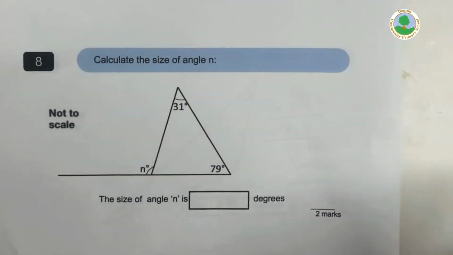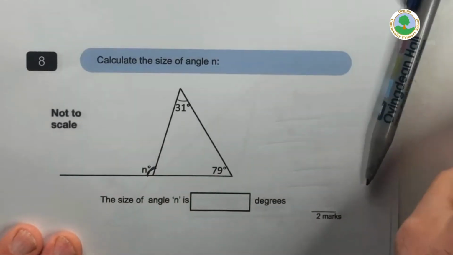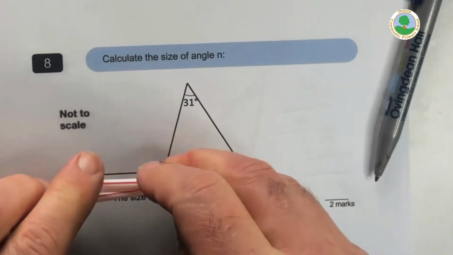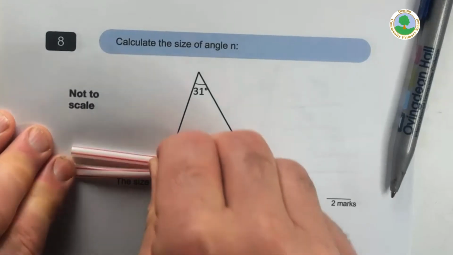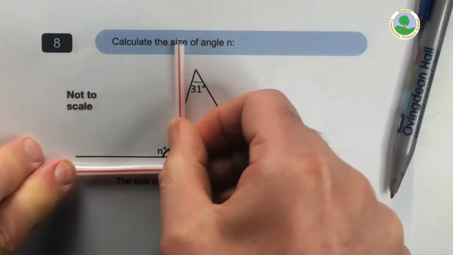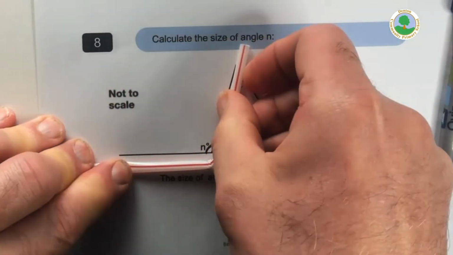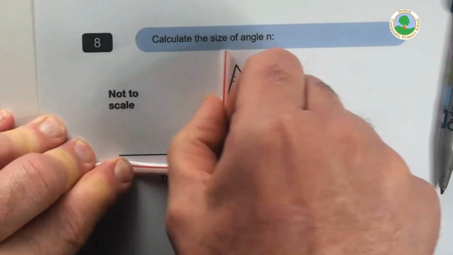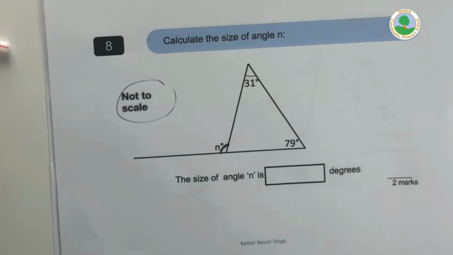And finally, question 8, calculate the size of angle N. Angle N is this angle here. So remember, if an angle is an amount of turn, it's the angle between this line on the bottom and this line here. That is angle N. Well, I can see, there we go, I can see it's more than a right angle. So I'm expecting an answer of a bit over 90, although, remember, not to scale. Now, let's have a look.